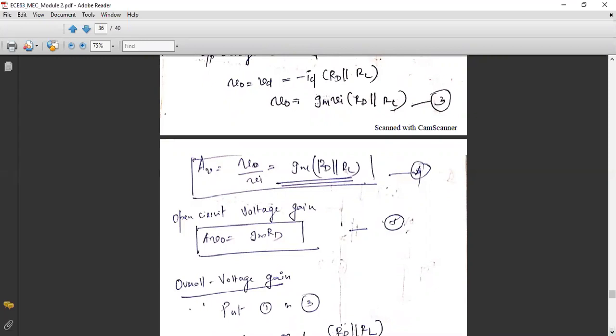Here also you have load resistance while equation number 4 is being considered. But while writing equation number 5, you are focusing on open circuit voltage gain, which is represented by AV0. So, got the difference between AV and AV0? AV is the normal voltage gain, AV0 is the open circuit voltage gain. So while writing the open circuit voltage gain, you will not take the load resistance into account.